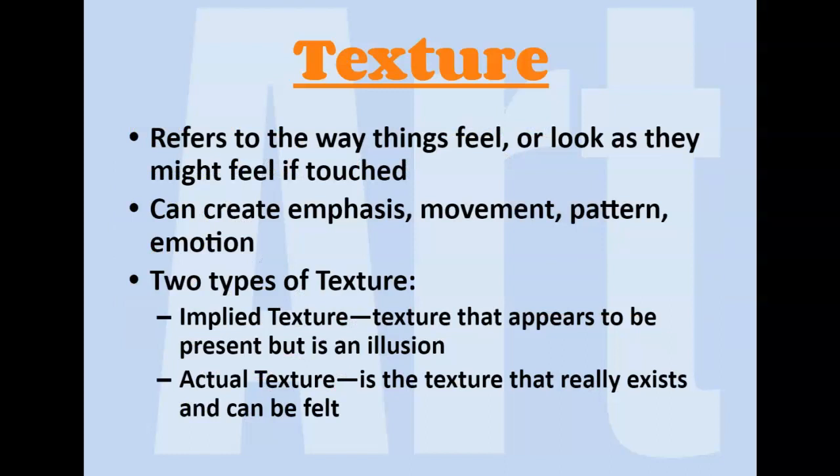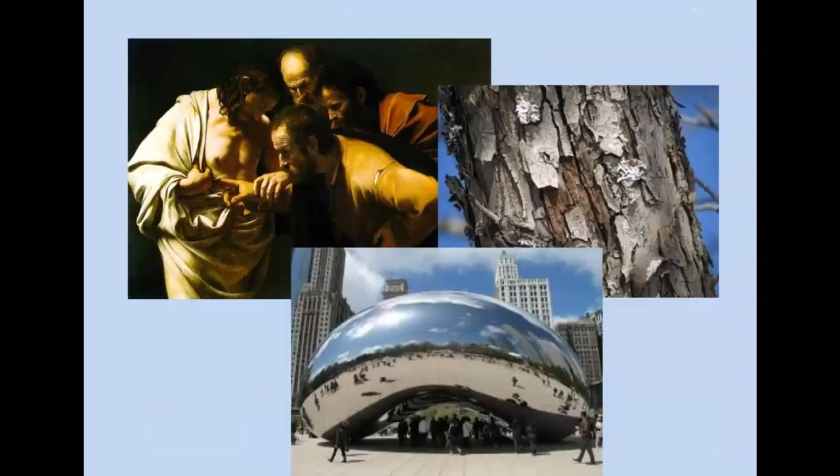Texture. Texture refers to the way things feel or look as though they might feel if they're touched. They can create emphasis, movement, pattern, or emotion. There are two types of texture. You have implied texture and actual texture. Implied is how it would appear, whereas actual texture is how it really feels and exists in the natural world.